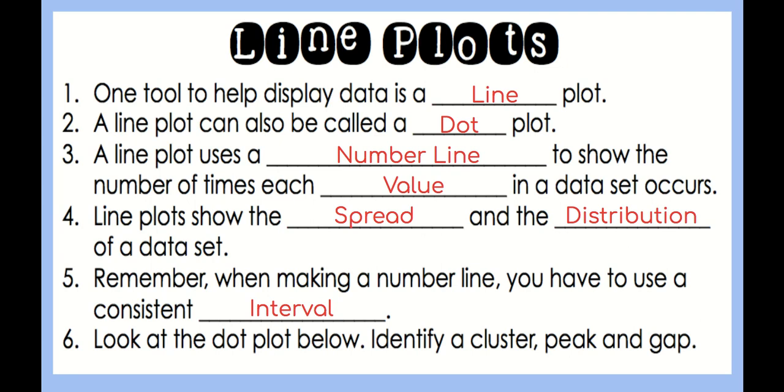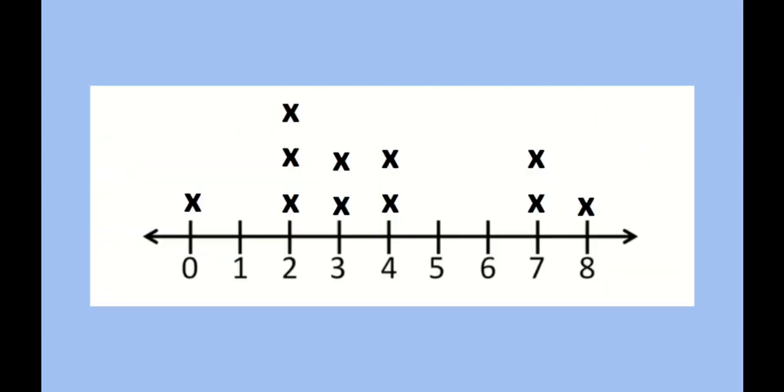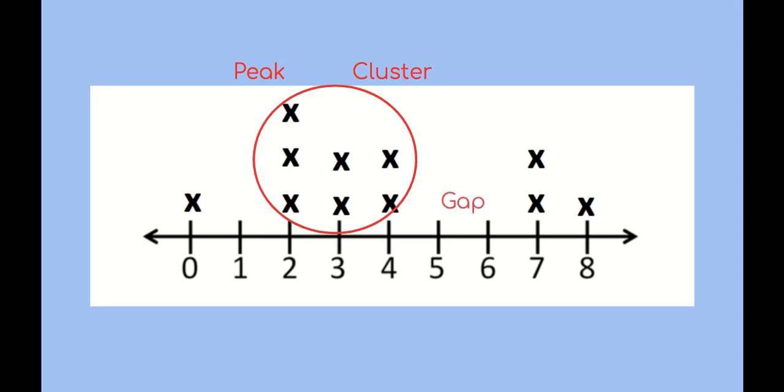The next thing we're going to be looking at is a cluster, peak, and a gap, and I'm going to show you an example. So the first thing is a cluster. A cluster is the largest grouping of data pieces, and the cluster is between 2 and 4. The next is your peak. The peak is the number with the largest number of data repeats, and it's on 2. And then your gap is the largest amount of space that does not have any data occurrences, and that's between 5 and 6.